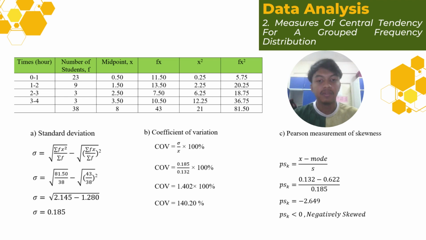Second, we can find the coefficient of variation. The formula is standard deviation divided by mean and times 100%. The answer we will get is 140.2%. The next one is Pearson measurement of skewness. The formula we use is mean minus mode divided by standard deviation. We will get negative 2.649. Thus, the answer is less than 0, so it is negatively skewed.